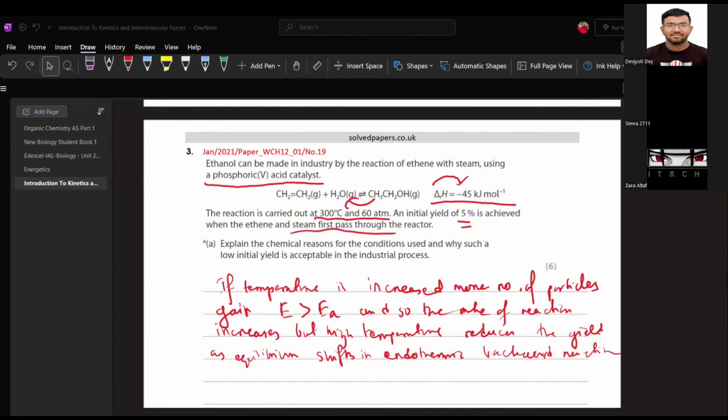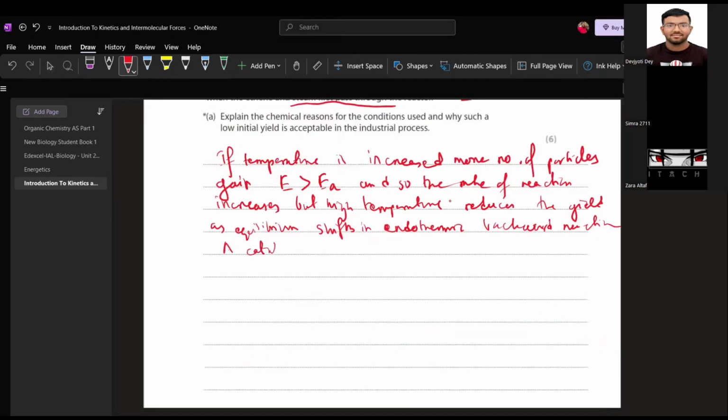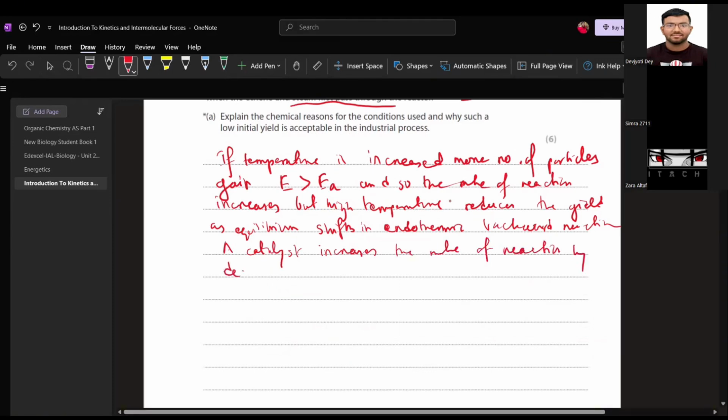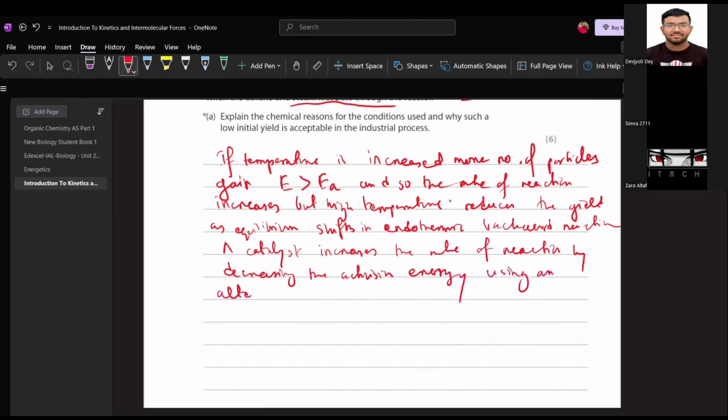Okay. Secondly, why are we using a catalyst here? Well, what is the job of a catalyst? It's pretty simple, right? It increases the rate of reaction. A catalyst increases the rate by decreasing the activation energy, using an alternative route. I mean, that's how catalysts work.